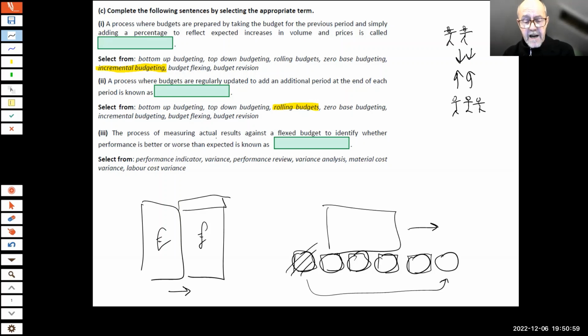The process of measuring actual results against a flexed budget to identify whether performance is better or worse. A performance indicator, that's a measure of something. A variance is what you're going to come out with when you've done this. A performance review is what you get a couple of times a year and you hope it goes well. Variance analysis, there it is. Material cost variance, labour cost variance, these are all bits that come out of the variance analysis. But variance analysis is the process of comparing what happened with what we expected.